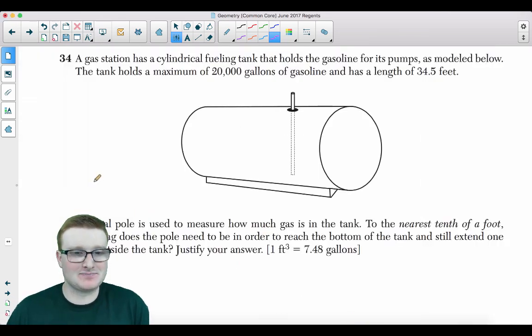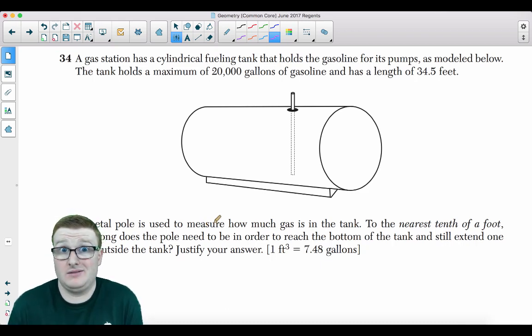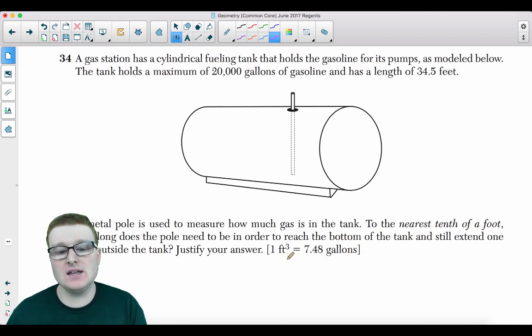This one was interesting. Number 34. A gas station has a cylindrical fueling tank that holds the gasoline for its pumps, as modeled below. The tank holds a maximum of 20,000 gallons of gasoline and has a height of 34.5 feet. A metal pole is used to measure how much gas is in the tank. We don't want that to overflow, right? Because it will cause a fire, right? To the nearest tenth of a foot, how long does the pole need to be in order to reach the bottom of the tank and still extend 1 foot outside the tank? Justify your answer. And remember that 1 cubic foot is 7.48 gallons.